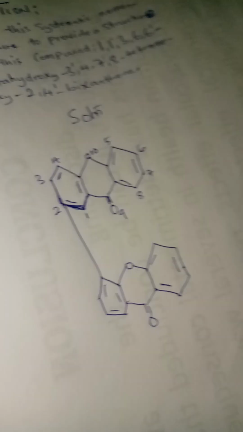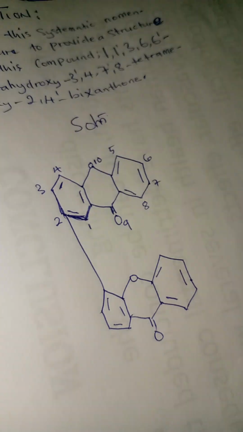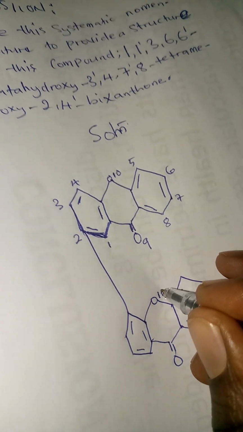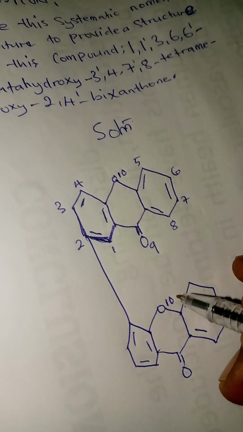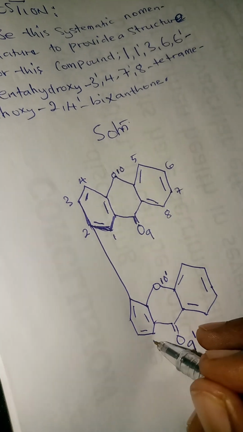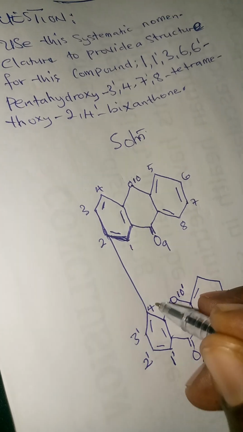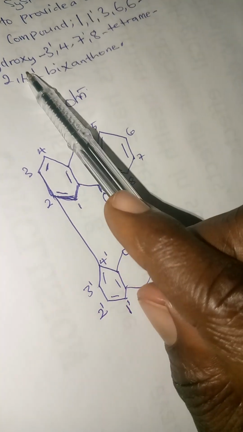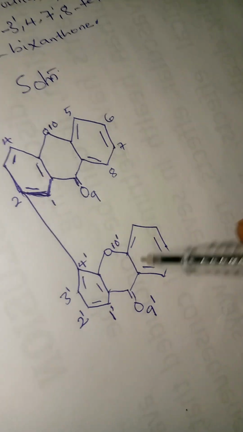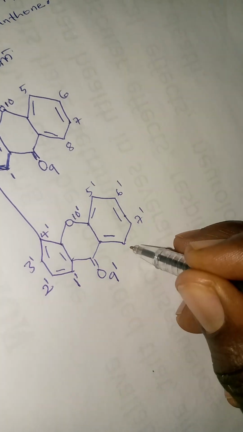Okay. I have my bixanthone now. The next thing I told you is that you have to name this. When you are naming the second one, it's going to be in primes. So I can have my 10 prime, my 9 prime, 1 prime, 2 prime, 3 prime, 4 prime. Now you see it connects at 2 and 4 prime. This is my 2, this is my 4 prime. So I can have my 5 prime, 6 prime, 7 prime, and 8 prime.